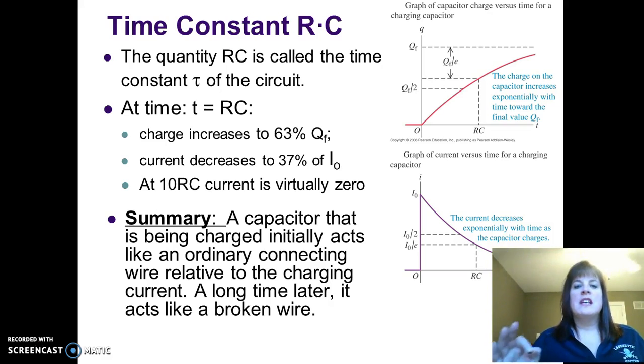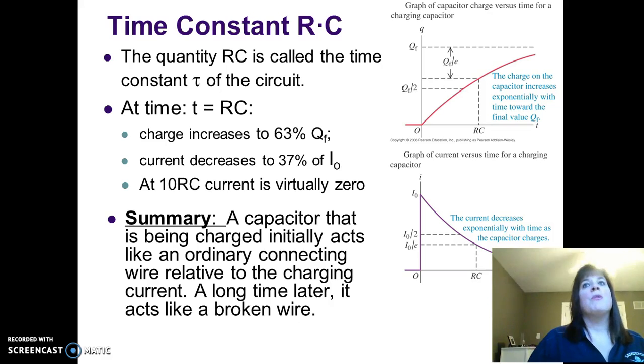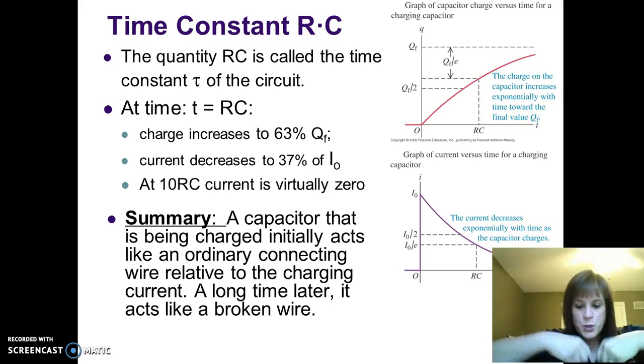Now, a couple things that you need to remember about a capacitor. You need to remember that when we first close the switch and charge a capacitor, the whole circuit behaves as if the capacitor is not there, that it's just a connecting wire. But a long time after that switch is closed, the capacitor then acts like a broken wire, like we've disconnected the circuit completely because no more charge flows. So initially in the charging process, it's like it's not even there.